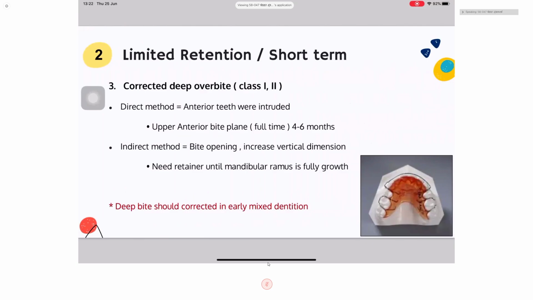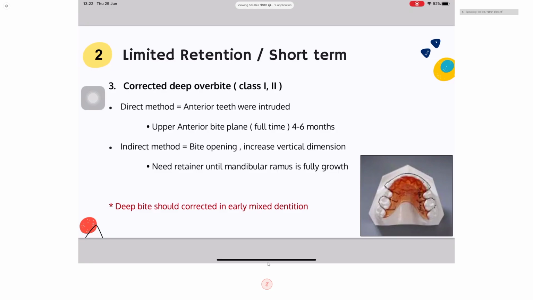Collective overbite, Class 1 or Class 2. Both direct and indirect methods are used. In the direct method, the patient's anterior teeth were injured, so the patient should wear a full-time anterior bite plane for 4 to 6 months. In the indirect method, the patient needs to increase vertical dimension, so the patient should wear a retainer to maintain vertical dimension until the mandibular ramus is fully grown.